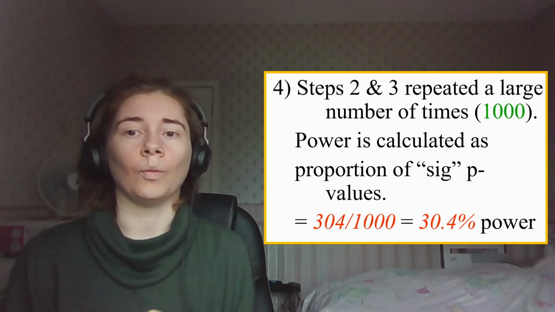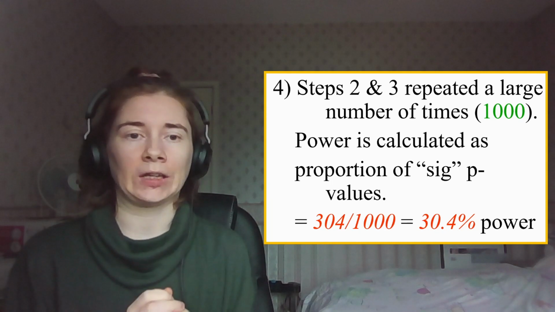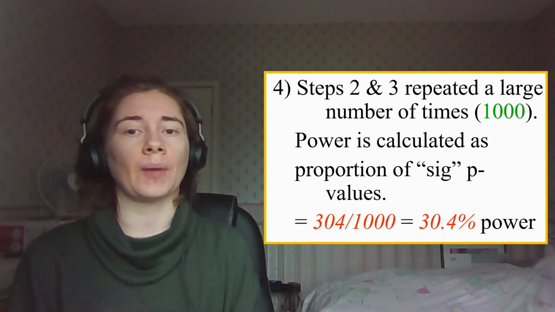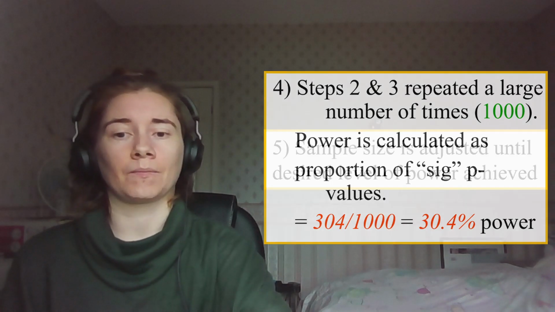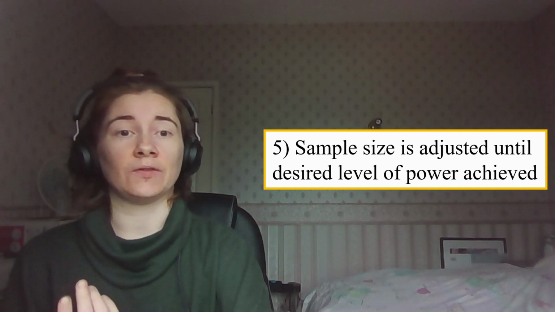In this example, we were looking for updated meta-analyses that gave a traditionally significant p-value, of which there were 304 out of the 1,000 iterations, giving a power of 30.4%. The final step is to then simply adjust the sample size to achieve the desired level of power.